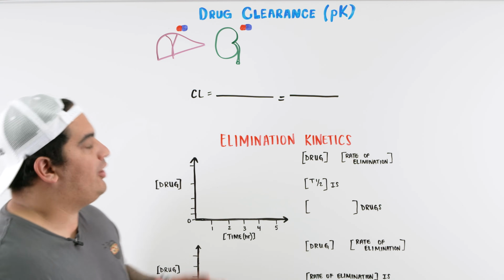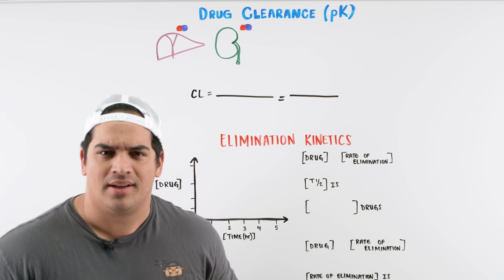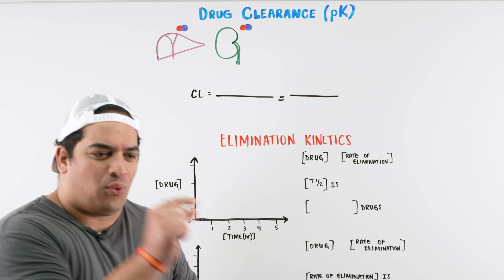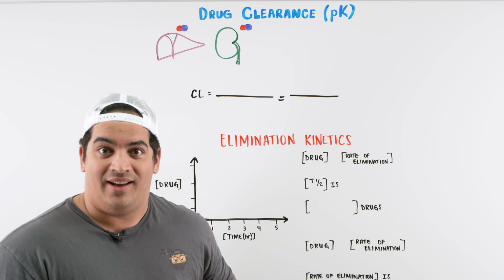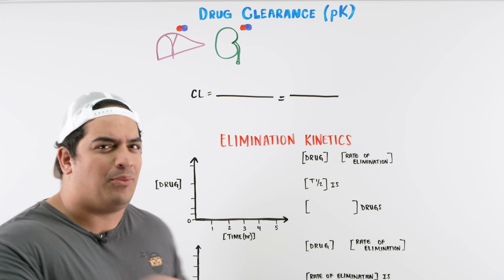All right, guys, so now let's talk about drug clearance. When we talk about drug clearance, what is clearance? How do we define clearance? Well, clearance is basically the rate of elimination of a particular drug over the plasma concentration of the drug. And we can further define that in just a second.